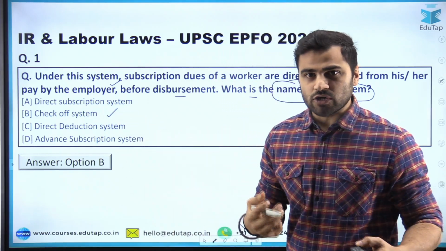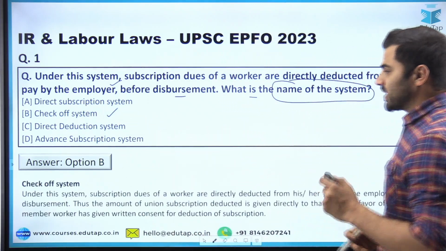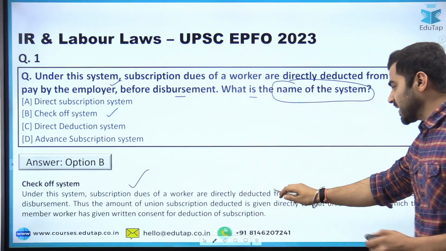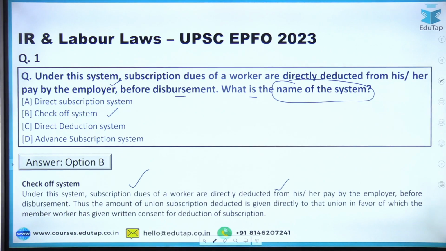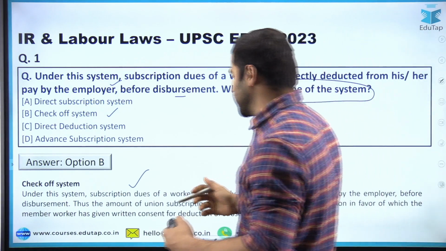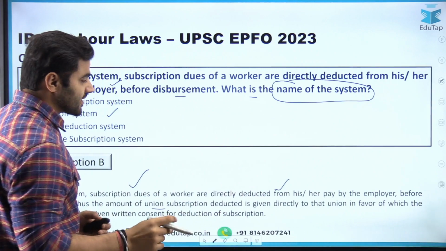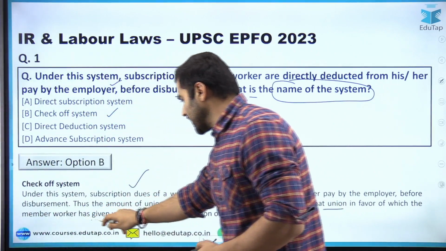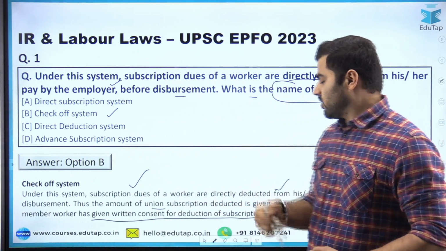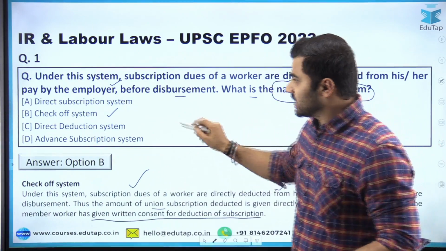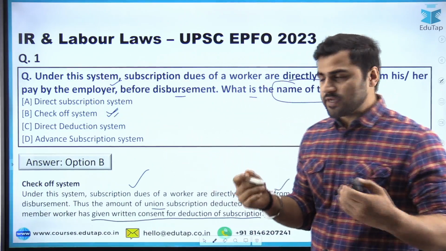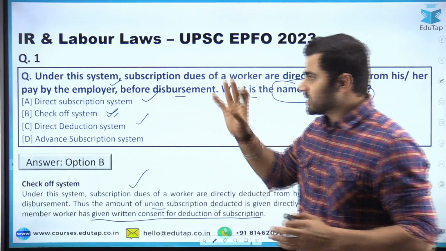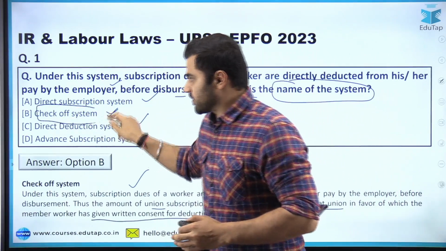If you read about the check-off system in your IR subcomponent, there you can read that under check-off system, subscription dues of a worker are directly deducted from his or her pay by the employer before disbursement. Thus, the amount of union subscription deducted is given directly to that union in favor of which the member worker has given written consent for deduction of subscription. So this is a check-off system. You might be confused with the direct subscription system or direct deduction system, but guys, you have to read the concept properly. It is check-off system, right?